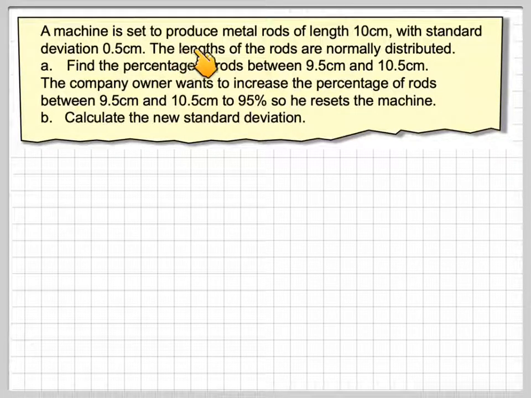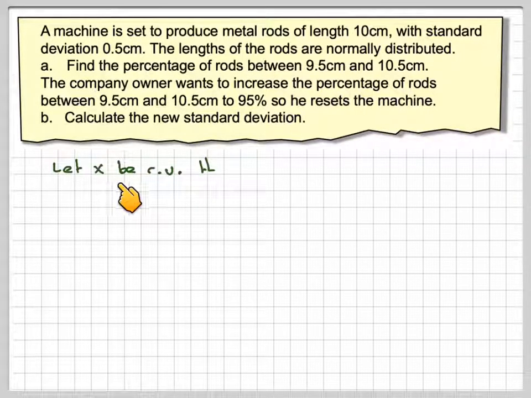A machine is set to produce metal rods of length 10 centimetres, with standard deviation 0.5 centimetres. The lengths of the rods are normally distributed. Find the percentage of the rods between 9.5 and 10.5 centimetres. The company owner wants to increase the percentage of rods between 9.5 and 10.5 centimetres to 95%. So he resets the machine. Calculate the new standard deviation.